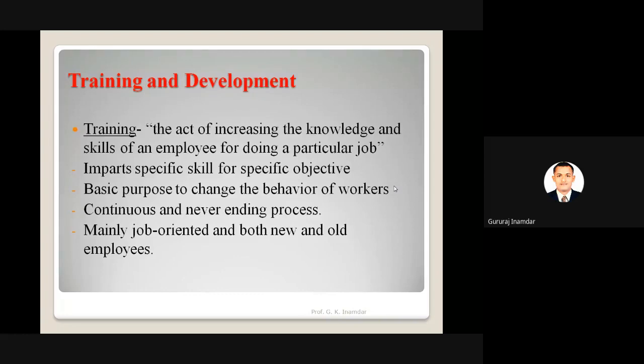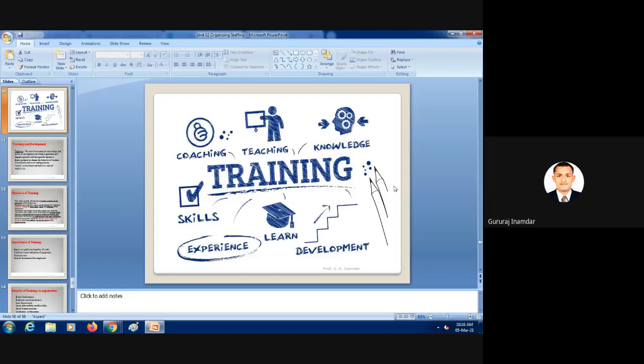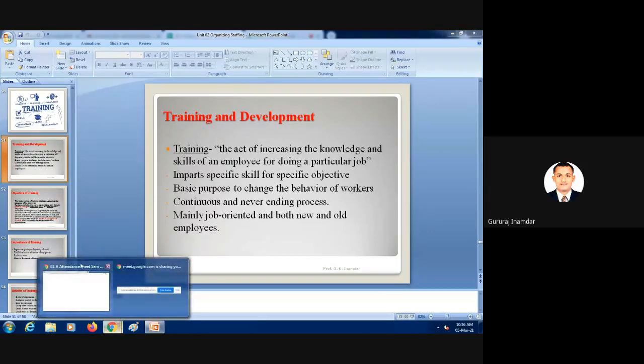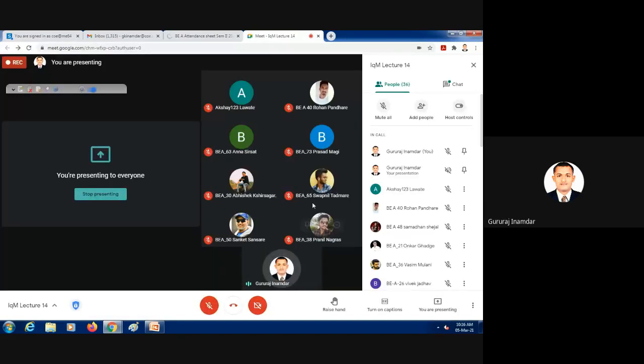Okay, now what is the training definition? The act of increasing the knowledge and skills of an employee. Is it right? Am I audible? Any doubt is there? Okay, because no any discussion is there. Okay, I will check up. If any doubt is there, okay, then ask me.